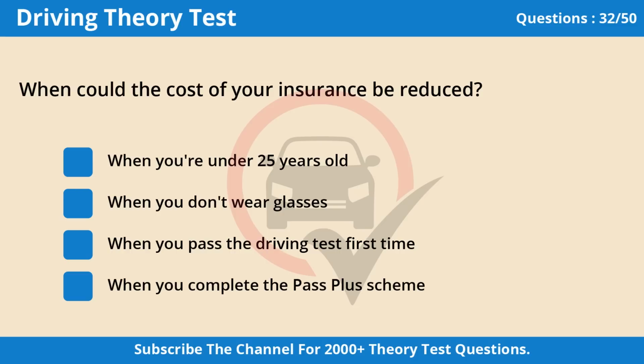Question 32. When could the cost of your insurance be reduced? A. When you're under 25 years old. B. When you don't wear glasses. C. When you pass the driving test first time. D. When you complete the Pass Plus scheme.